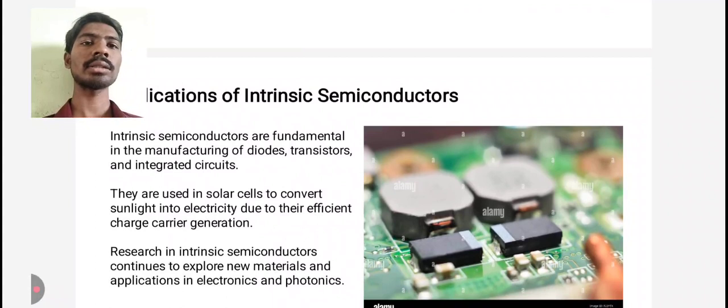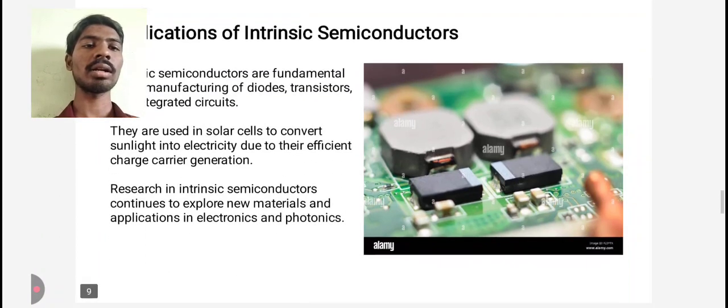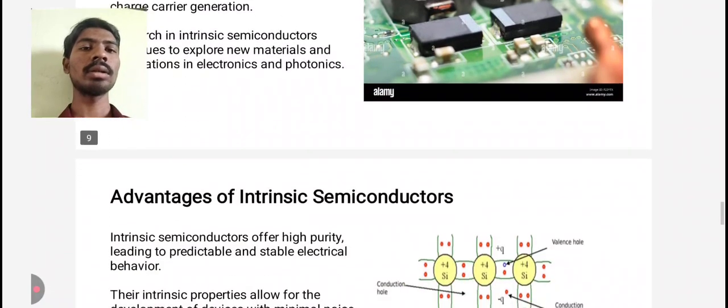Applications of intrinsic semiconductors. Intrinsic semiconductors are fundamental in the manufacturing of diodes, transistors, and integrated circuits. They are used in solar cells to convert sunlight into electricity due to their efficient charge carrier generation. Research in intrinsic semiconductors continues to explore new materials and applications in electronics and photonics.